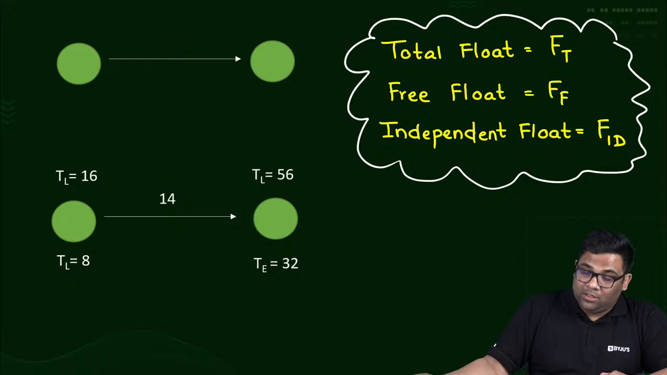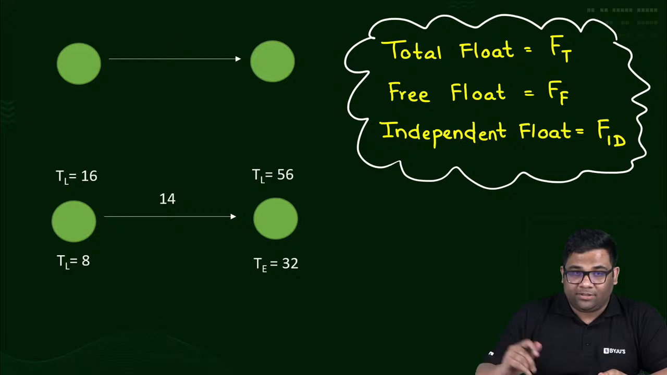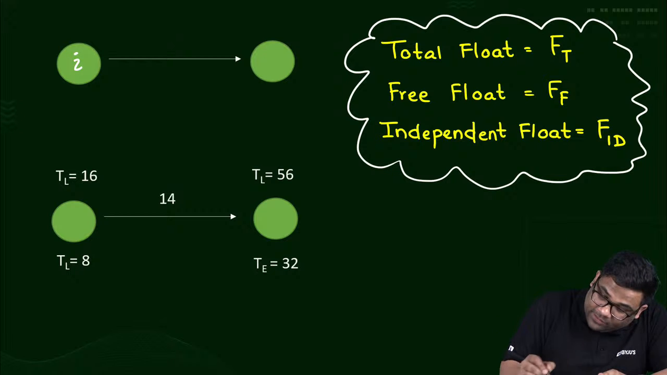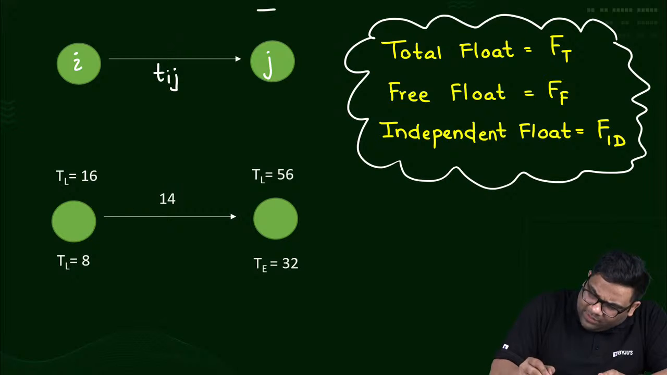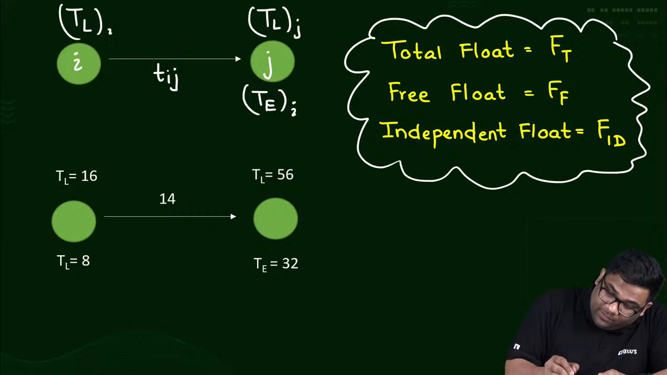So the float values belong to a particular activity. Now suppose this is an I node, this is a J node, and this activity has a duration of Tij. Now this node will have a TL and TE. This node will also have a TL and TE.